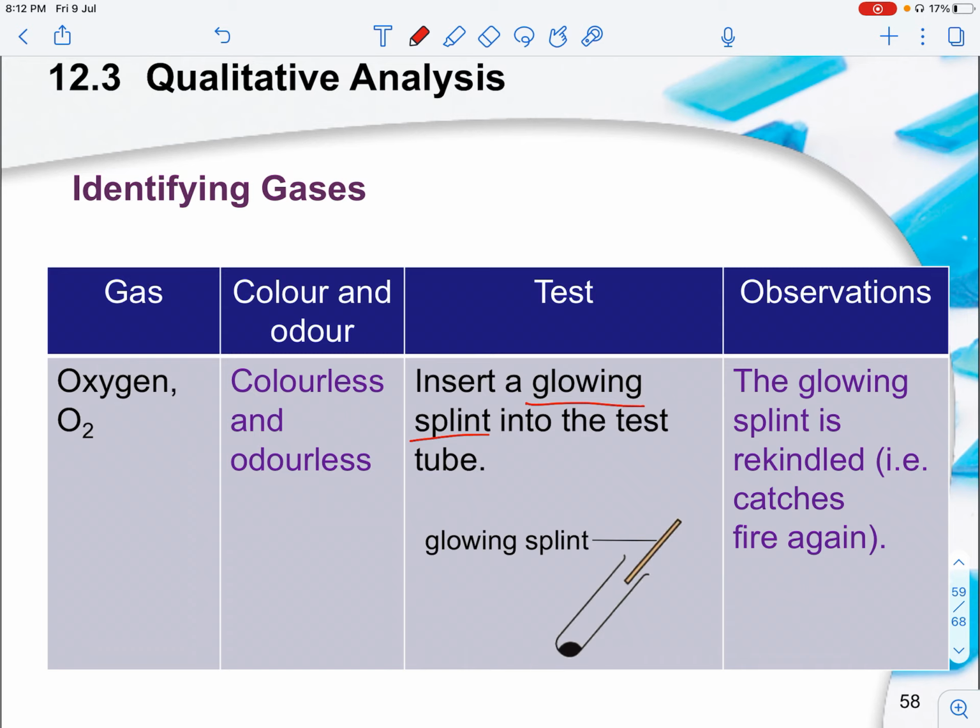A glowing splint is something like joss sticks, or something like a cigarette, whereby after you light it and heat it up, it burns a very bright orange color. This bright orange color will stay there, but there will be no flame. When it is exposed to an area with oxygen, there will be a rekindle of the flame, forming a mini fire or flame.